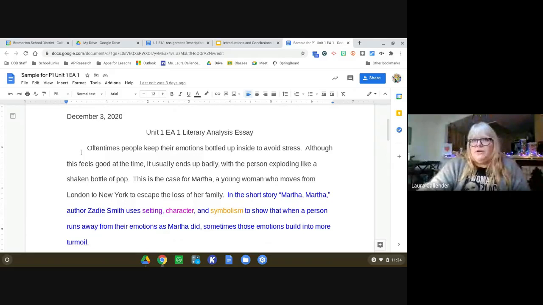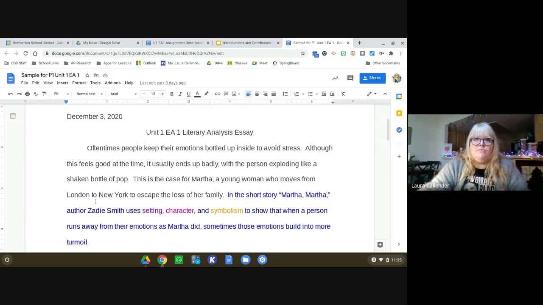Oftentimes, people keep their emotions bottled up inside to avoid stress. Although this feels good at the time, it usually ends up badly with the person exploding like a shaken bottle of pop. This is the case for Martha, a young woman who moves from London to New York to escape the loss of her family.